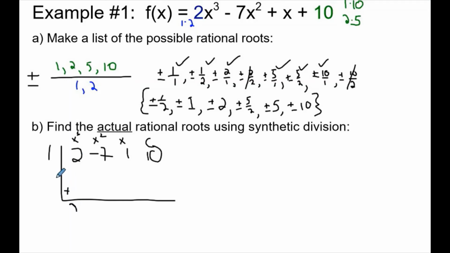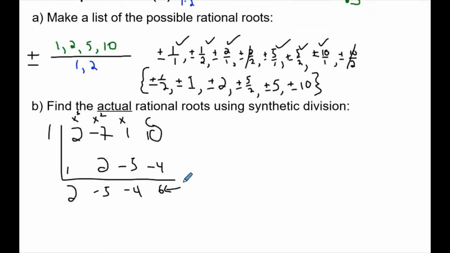2 plus nothing is 2. 1 times 2 is 2. -7 plus 2 is -5. 1 times negative 5 is negative 5. 1 plus negative 5 is negative 4. 1 times negative 4 is negative 4. And then when I add this, I don't get a 0, I get 6. So in this particular problem, I know we've looked at synthetic division a lot in this chapter, but in this particular instance, what it means is that it's not a root. So I need to keep going and find one that is.